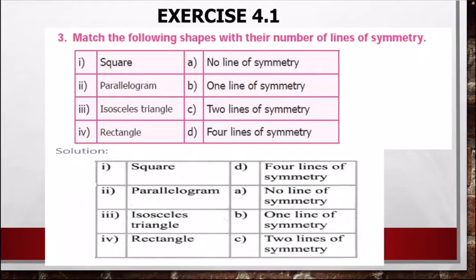Now, how about an isosceles triangle? Isosceles triangle has only 1 line of symmetry. The next one is rectangle. Rectangle has how many lines of symmetry? Yes, rectangle has 2 lines of symmetry. It can be horizontal as well as vertical. But for isosceles, you cannot cut in any way. So you will have only 1 line of symmetry from the altitude. So this is how the lines of symmetry are.